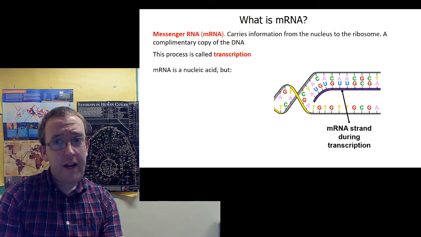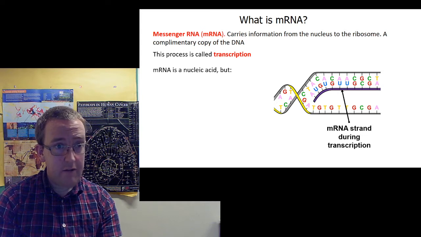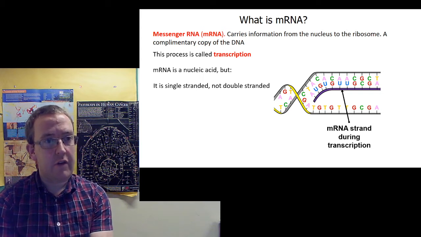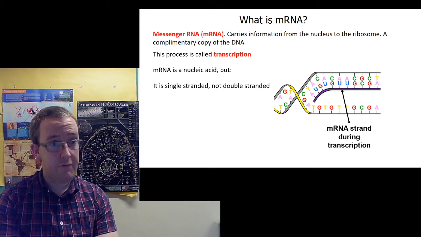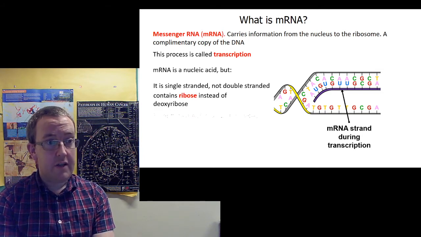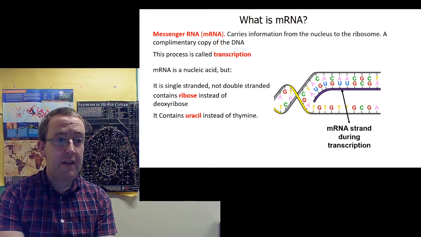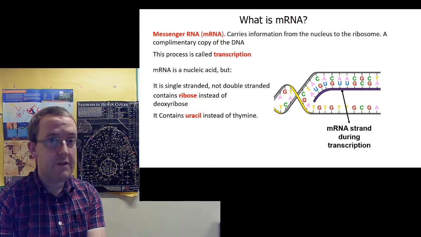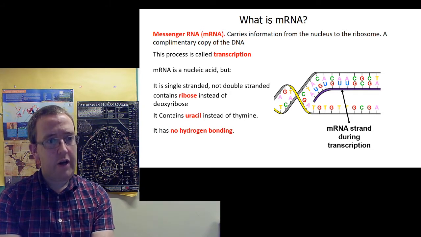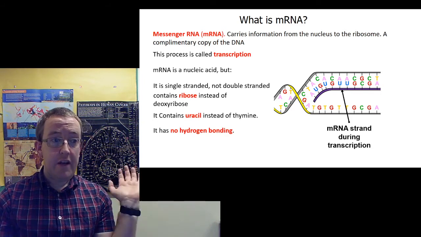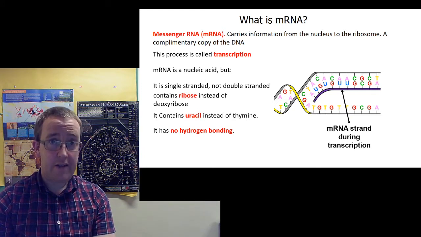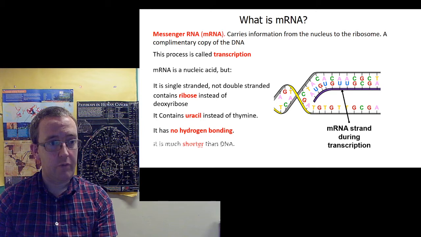So mRNA is still a nucleic acid and it's still RNA. But the specific things about it, we've already said that this is a single-stranded molecule, not a double-stranded molecule. So there's your first difference between RNA and DNA. Now, we know this bit, it contains ribose instead of deoxyribose, and we know this bit, it contains uracil instead of thymine, because it is, of course, RNA. The other bit specific to mRNA, it has no hydrogen bonding on its own. So when it's just out there on its own, the bases are not hydrogen bonded to anything. You'll see why that's important when we get onto the next type of RNA. So it's got no hydrogen bonding at all.